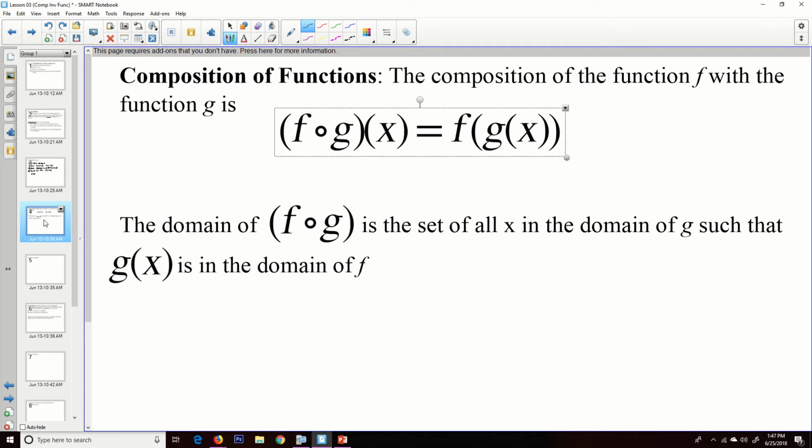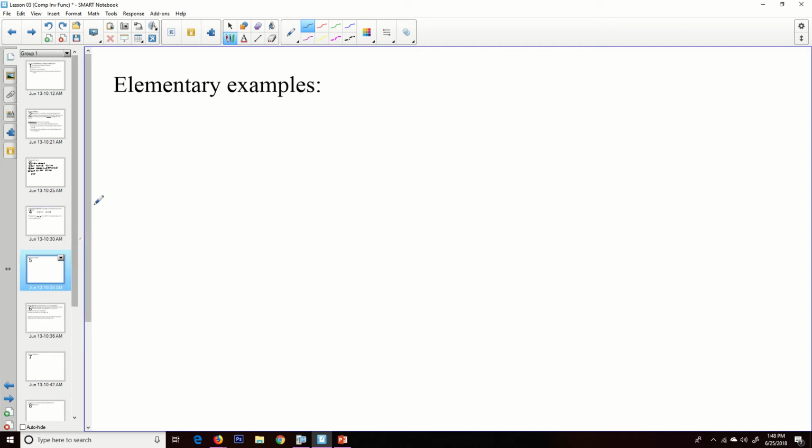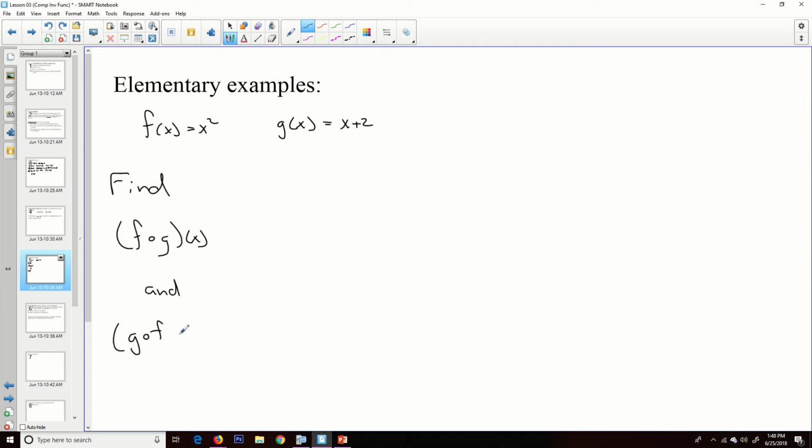All right, composition of functions. The composition of a function f with the function g is written as f raised dot g of x, and it can be simplified to f of g of x. The domain of f of g is the set of all x's in the domain of g such that g of x is in the domain of f. So let's talk about simple composition of functions. Let's get two simple ones. Let f of x equal x squared, and g of x equal x plus 2. Then we will find f composed with g of x and g composed with f of x.